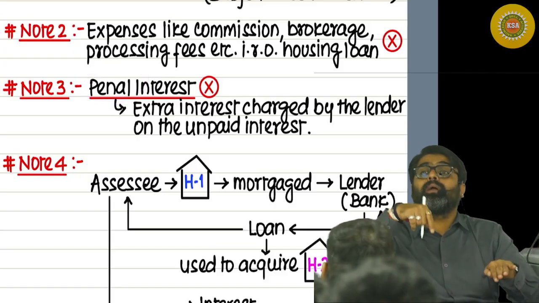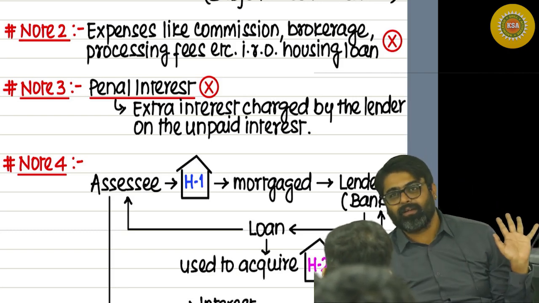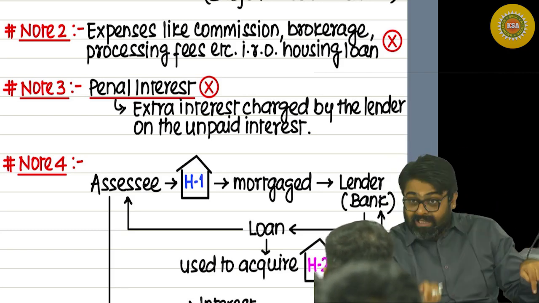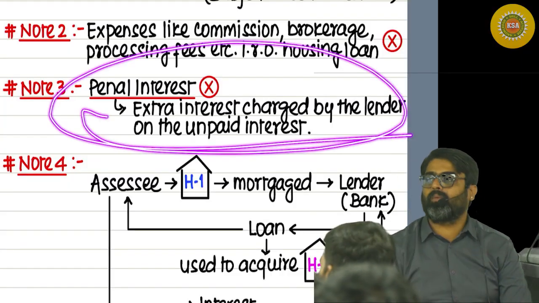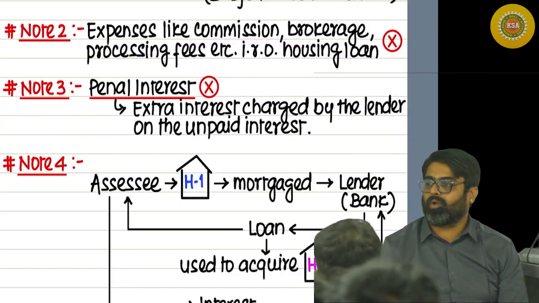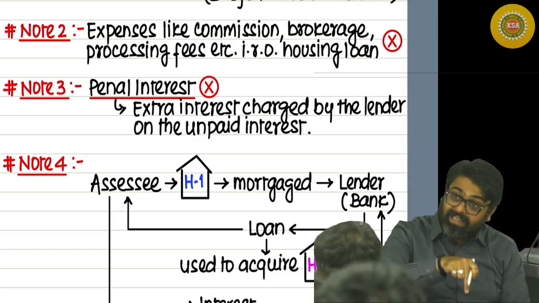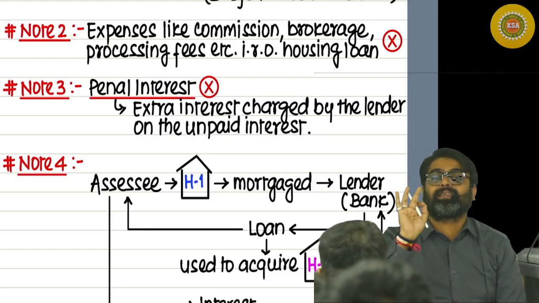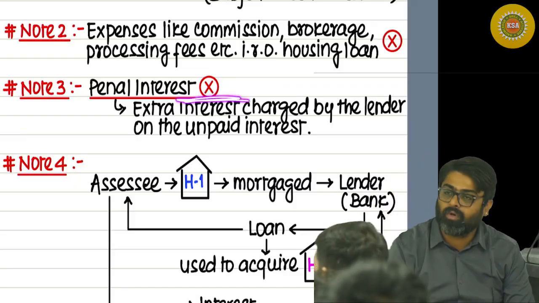Interest on loan we are going to allow as a deduction. But interest on that interest we are not going to allow as a deduction. This penal interest, the moment you will see, you will have to ignore, because this is not interest on housing loan, this is interest on interest. This is not allowed as a deduction. So the moment you will see, you will have to ignore it.